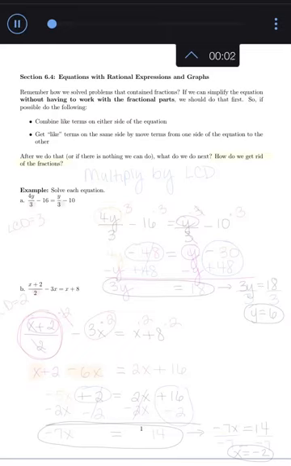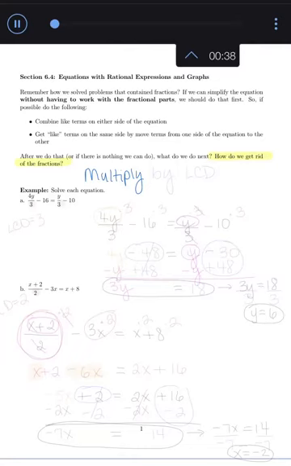In section 6.4, we'll look at equations and how to solve them if they have fractions in them. Well, most students don't like fractions, so we're going to figure out a way how to get rid of those fractions. So the question is, how do we get rid of fractions? Well, remember that fractions, the little bar, means that you're dividing by something. So how do you get rid of division? We're going to get rid of it by multiplying by something. The question is, by what?